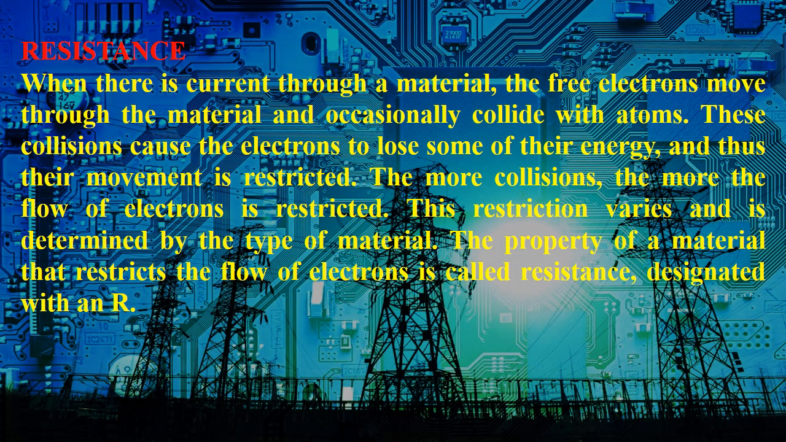Okay, now let's look at resistance. When the electrons are pushed by the voltage through the conductor, there is a resistance. Resistance is the material pushing the electrons back. That's resistance of the material. When there is current through a material, the free electrons move through the material and occasionally collide with atoms. These collisions cause the electrons to lose some of their energy, and thus their movement is restricted. The more collisions, the more the flow of electrons is restricted. This restriction varies and is determined by the type of material. The property of a material that restricts the flow of current is called the resistance and is designated by R.